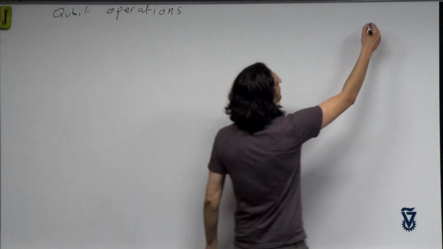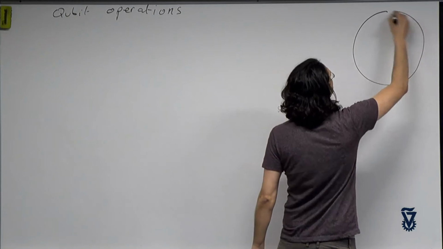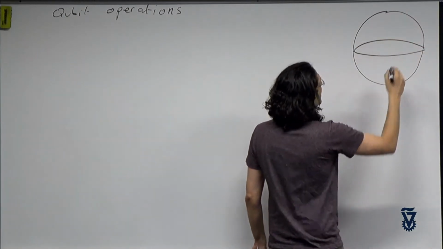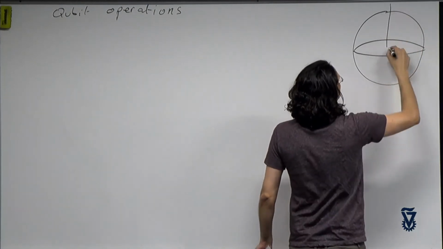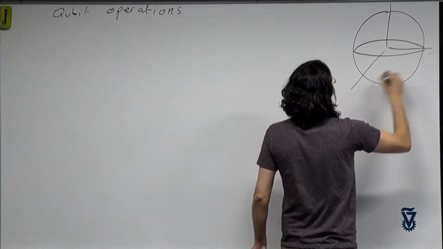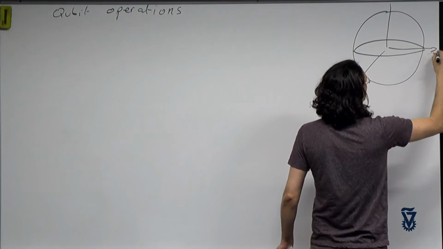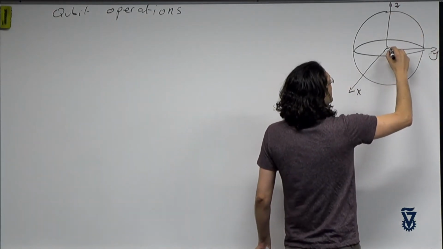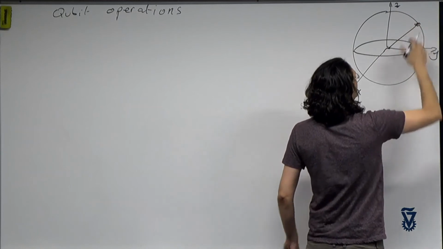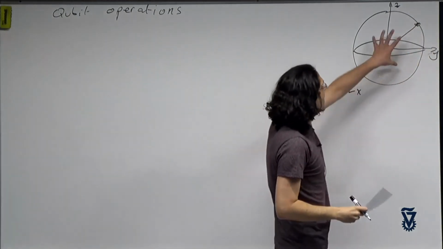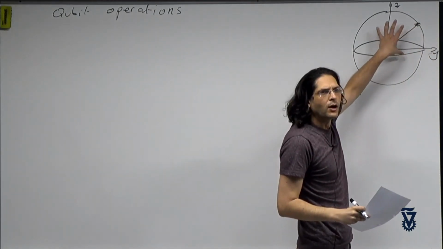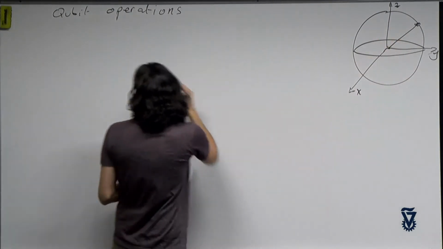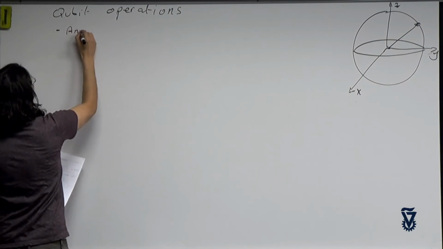If you remember our Bloch sphere over here, I'll redraw it. So this is our Bloch sphere, X, Y, and Z, and then we have some psi over here. Then any operation in our single qubit Hilbert space is just a rotation.